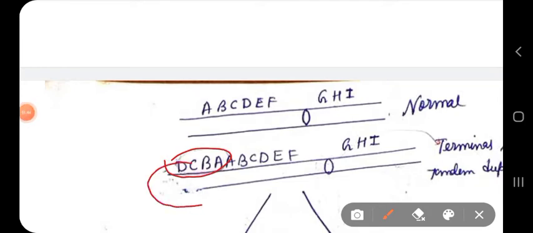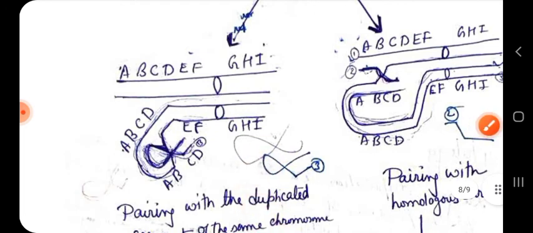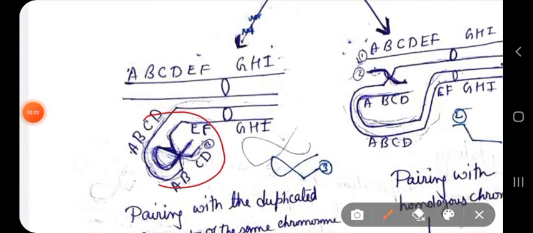Previously it was this. This has been folded back here, folded back like this, and tries to pair with its homologous segment from the same chromosome, D C B A. Okay, like this. So either this can occur, or what I have said, that it may bind, it may try to pair with the corresponding segment of the homologous chromosome. So this feature can occur.